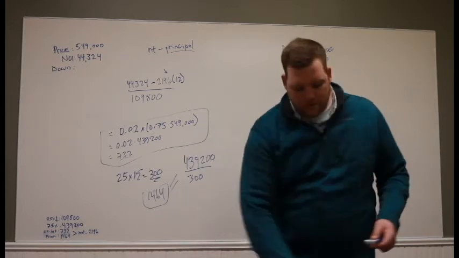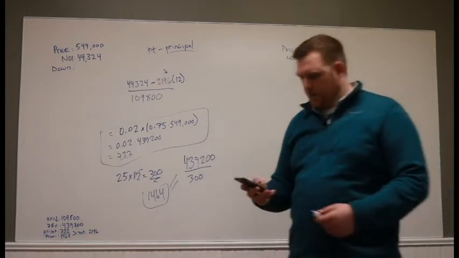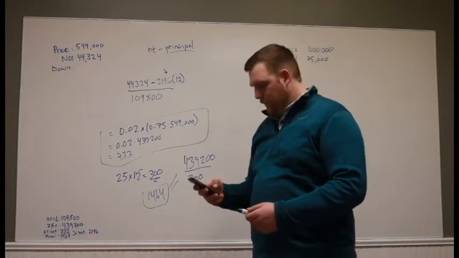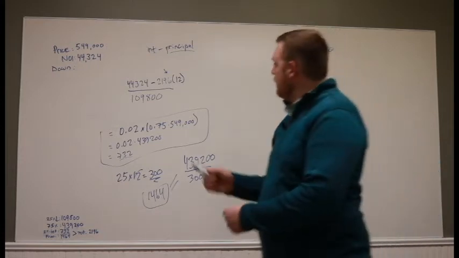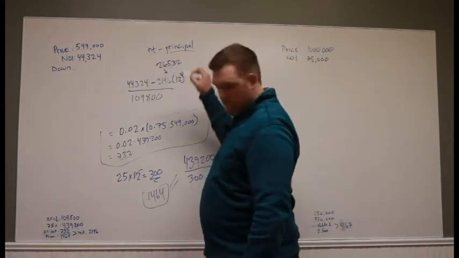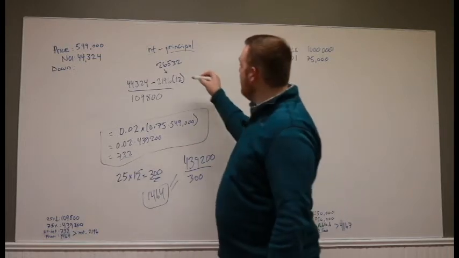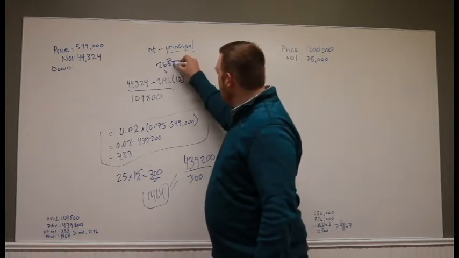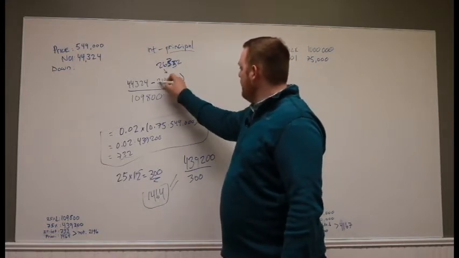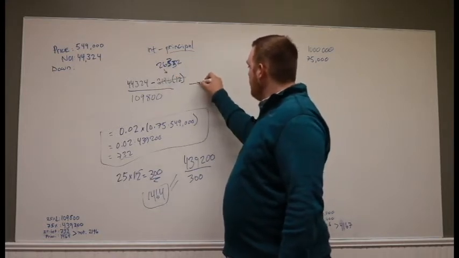That 2,196, I didn't actually write this one down. 2,196 times 12, we get 26,352, and that would be this right here. So let's bring it over here and clean it up.